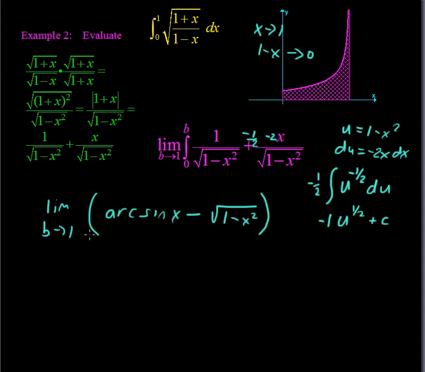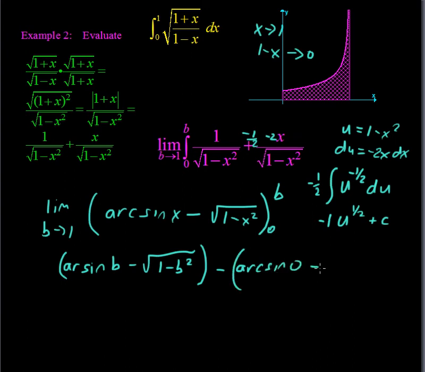And we can actually apply our limits of integration going from 0 to b. We can apply those. So we get arcsine of b minus square root of 1 minus b squared, minus arcsine of 0, minus square root of 1 minus 0 squared. We have to take the limit as b approaches 1 of all of that stuff.